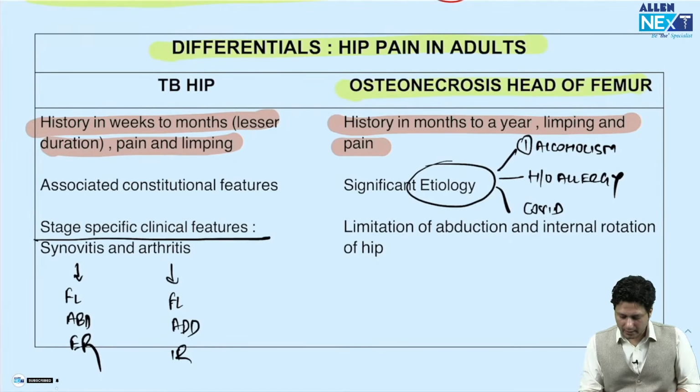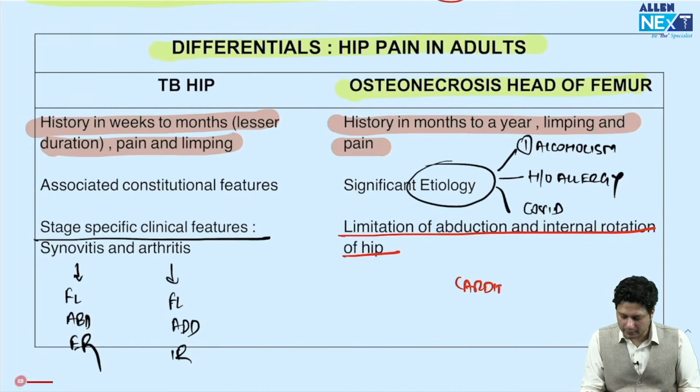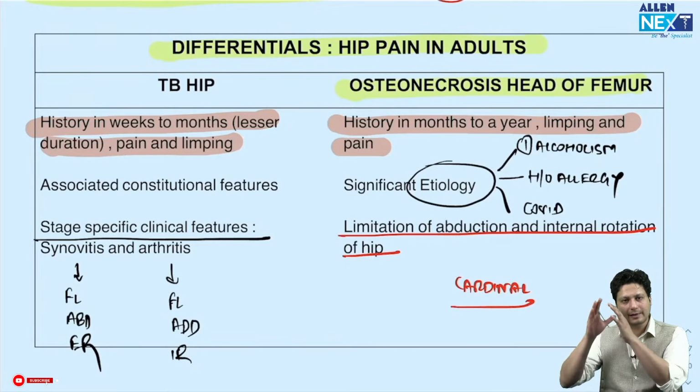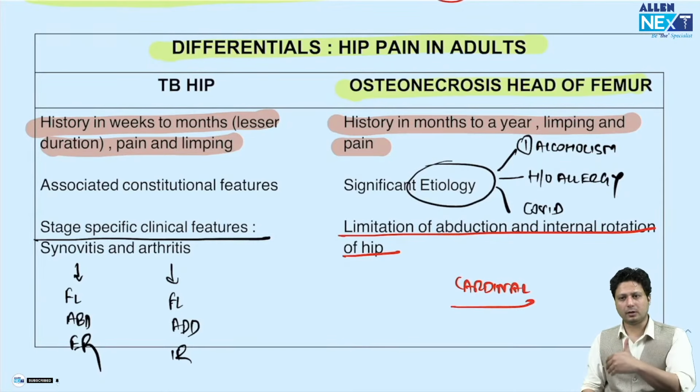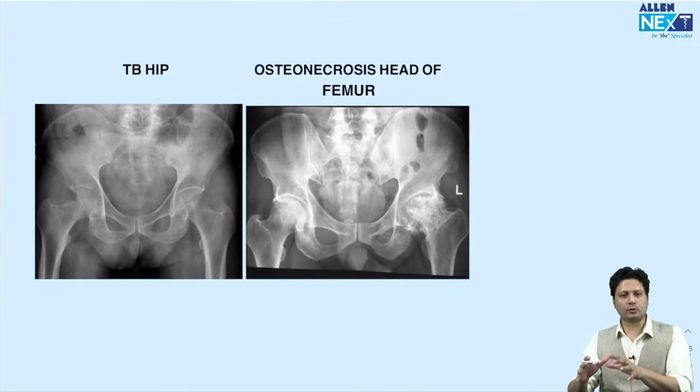On the other hand, in case of osteonecrosis of the head of the femur, there is going to be a limitation of abduction and internal rotation of the hip. This is considered a cardinal, specific clinical feature of osteonecrosis of the head of the femur. If the question says the patient has limited abduction and internal rotation of the hip joint, you will know the patient is suffering from osteonecrosis of the head of the femur.